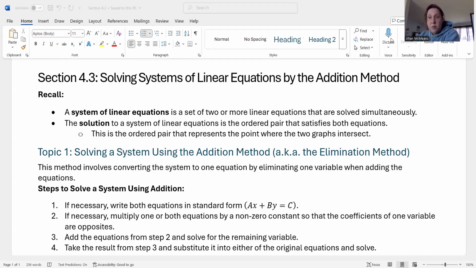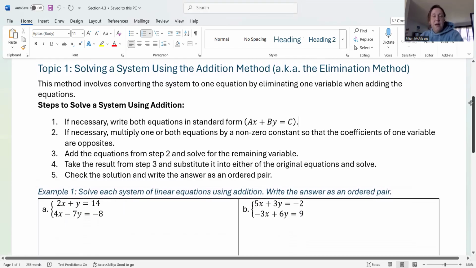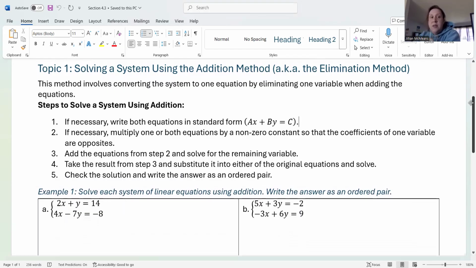But then we also learned a method where you can solve systems by hand, and that method was called substitution. This method, addition or elimination, is another algebraic method where we work things out by hand. So I'm going to explain the method first, and then it may not make sense until you actually see what we're doing, and then hopefully it'll click a little better for you. So this method involves converting the system to one equation by eliminating one variable when adding the two equations. So essentially, we're forcing a situation to occur that when we add the two equations, one of the variables cancels out. Okay, you basically add and get zero. And so that gives you an equation that has one variable that you can then solve for.